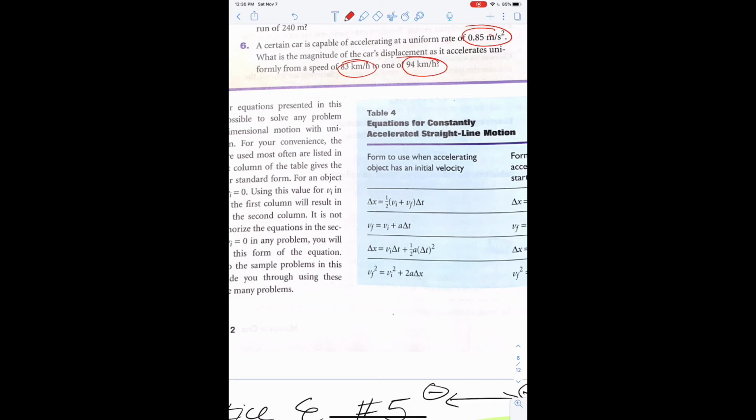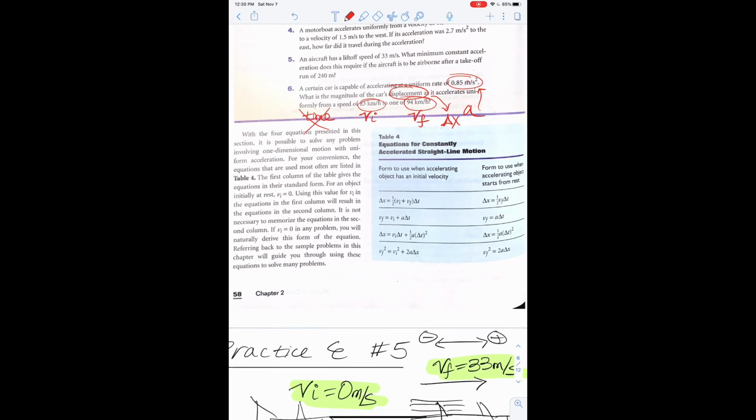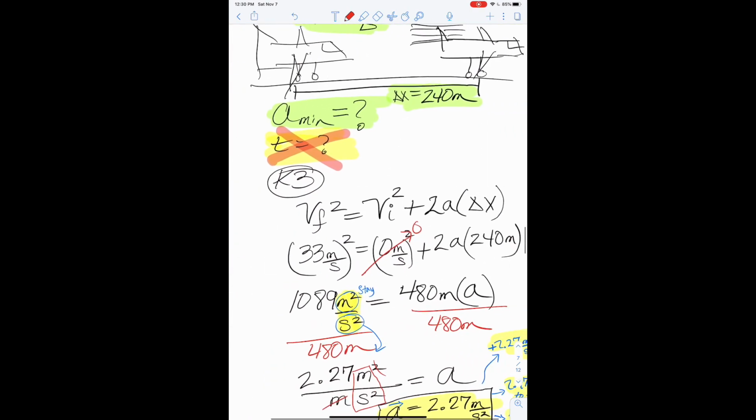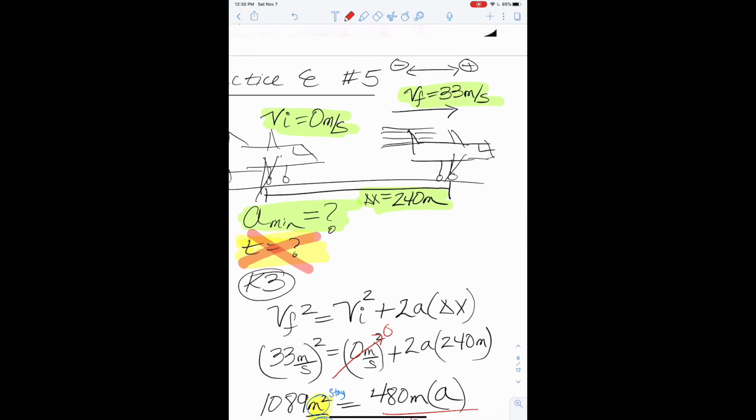From a speed of 83, so this is going to be VI, to this speed. This is going to be VF, and this is going to be A. We want to know displacement. We do not know about time, and nor do we care about it. So we want to find displacement, which is delta x. So what formula? Right away you should say K3 because we just used it, right? Where time isn't necessary.